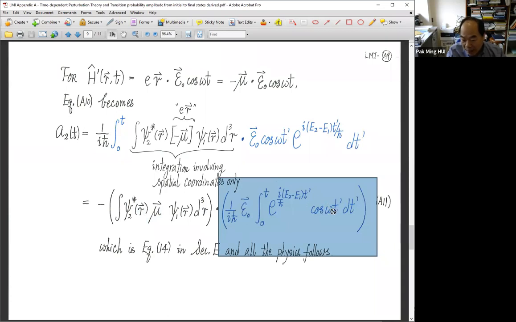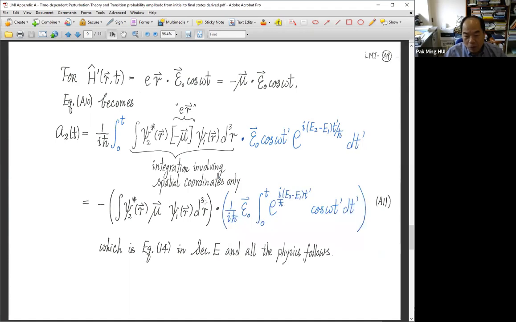H bar omega must be E2 minus E1. You will see another possibility. That is to say, there is a criteria coming from this integral about H bar omega of the light related to the energy difference of the two states that we are considering. Okay, so all the physics will follow from this final line.